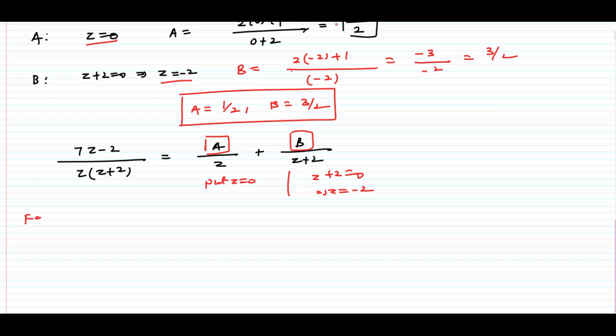So now for A, we need to eliminate the term z from here. So the value of A will be, putting 0 in the remaining term, 7 times 0 - 2 over 0 + 2, that is -2/2, that is -1. And now for the coefficient B, eliminate the term z + 2 and take the whole term from here.